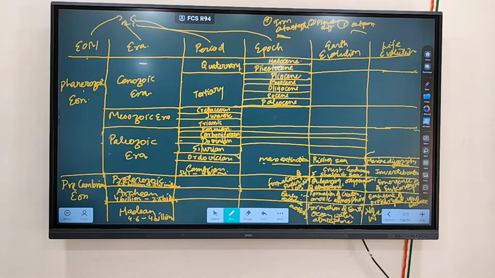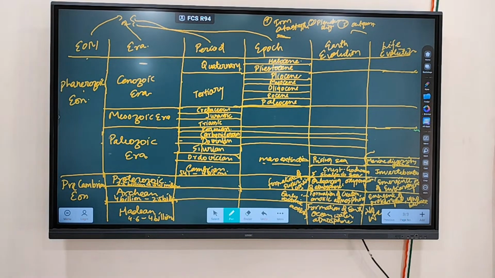So at the end, what you are seeing: marine diversity is increasing, the first fishes appear, and you will also see organisms dying, mass extinction happening. Clear? Any doubt regarding this particular period? So all these phenomena are happening in which period? In the Ordovician period. Fine.